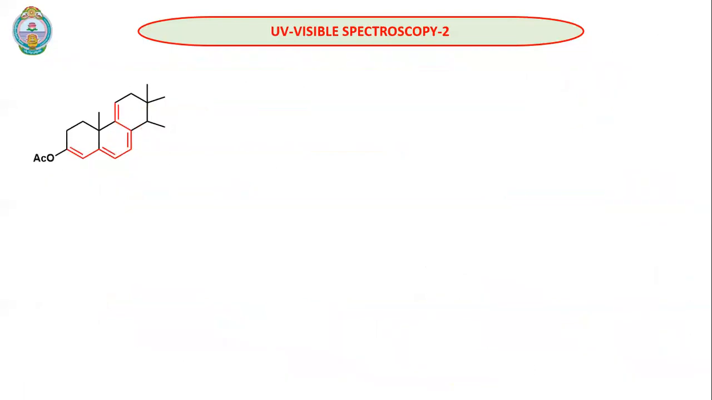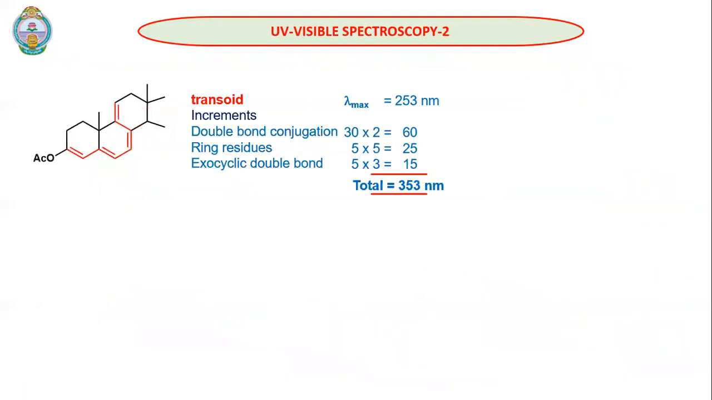Now we will see one more example. Here we have both cisoid and transoid. When we have both cisoid and transoid, we must take the cisoid as the parent, or we can say the one which has the longer wavelength will be considered as the parent. So here this cisoid is considered as the parent.